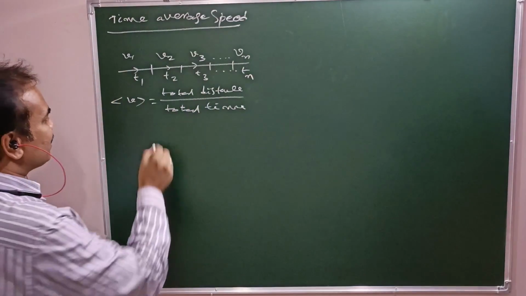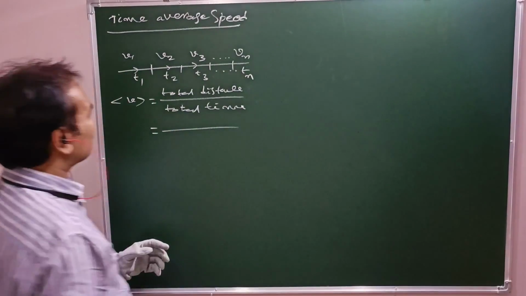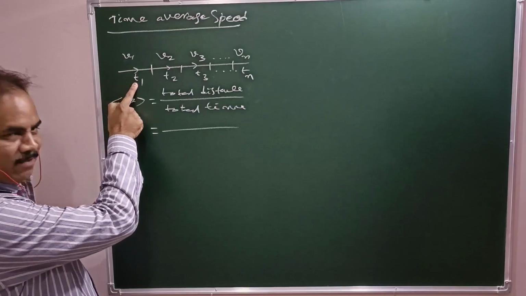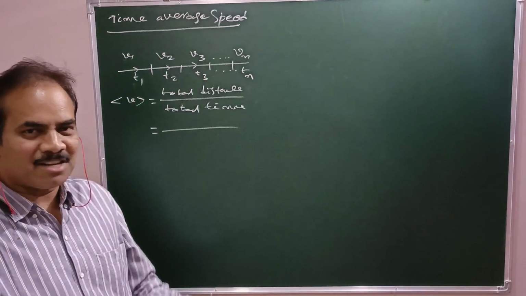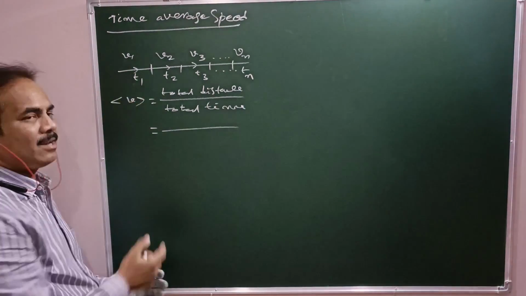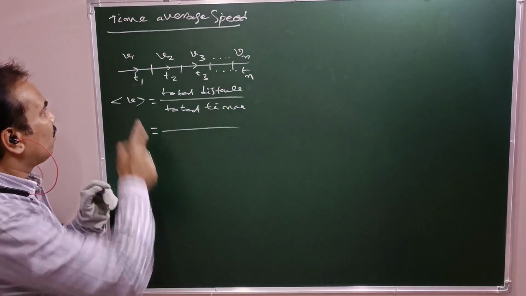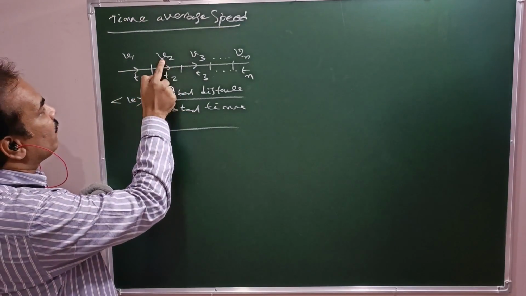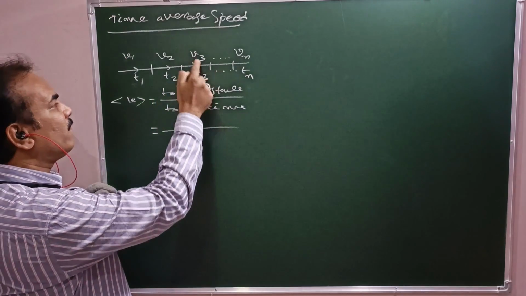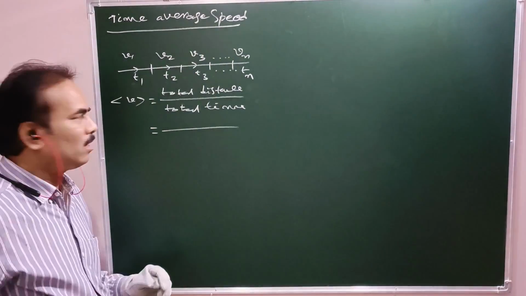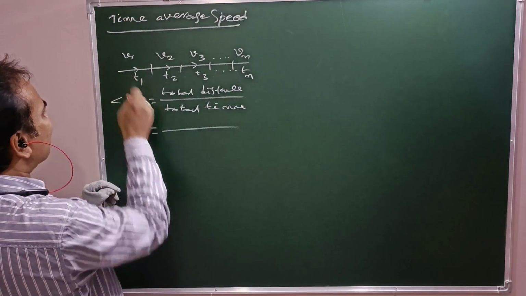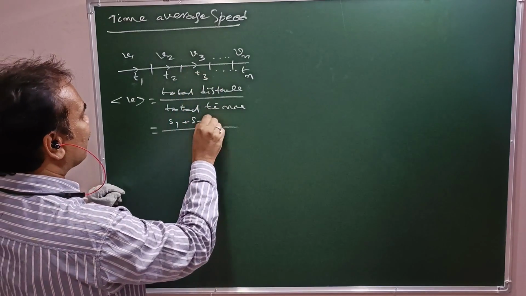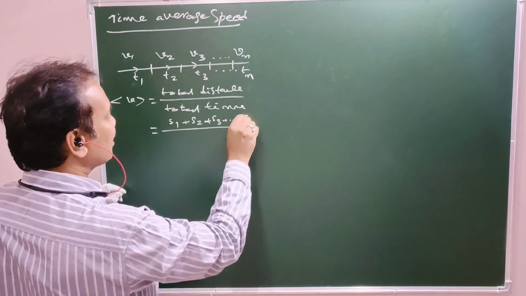What is the total distance here? The particle moves with the speed V1 for a time of T1. Definitely it covers some distance, but we don't have that distance here. Distance means speed into time. The distance from here to there is V1 multiplied by T1. From here to there, V2 multiplied by T2. From here to there, V3 multiplied by T3, and so on. Let this segment be S1, this segment S2, this segment S3, up to Sn.